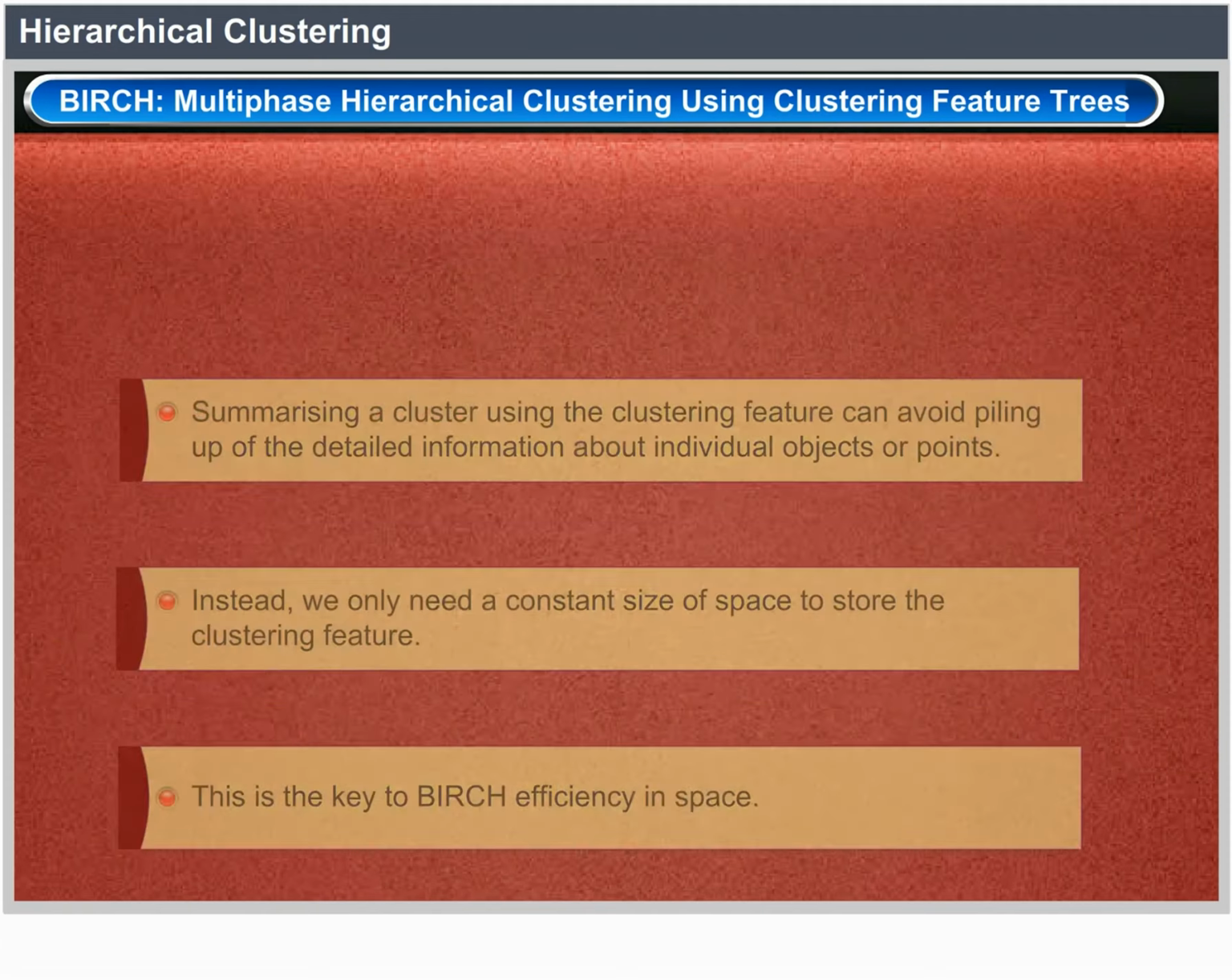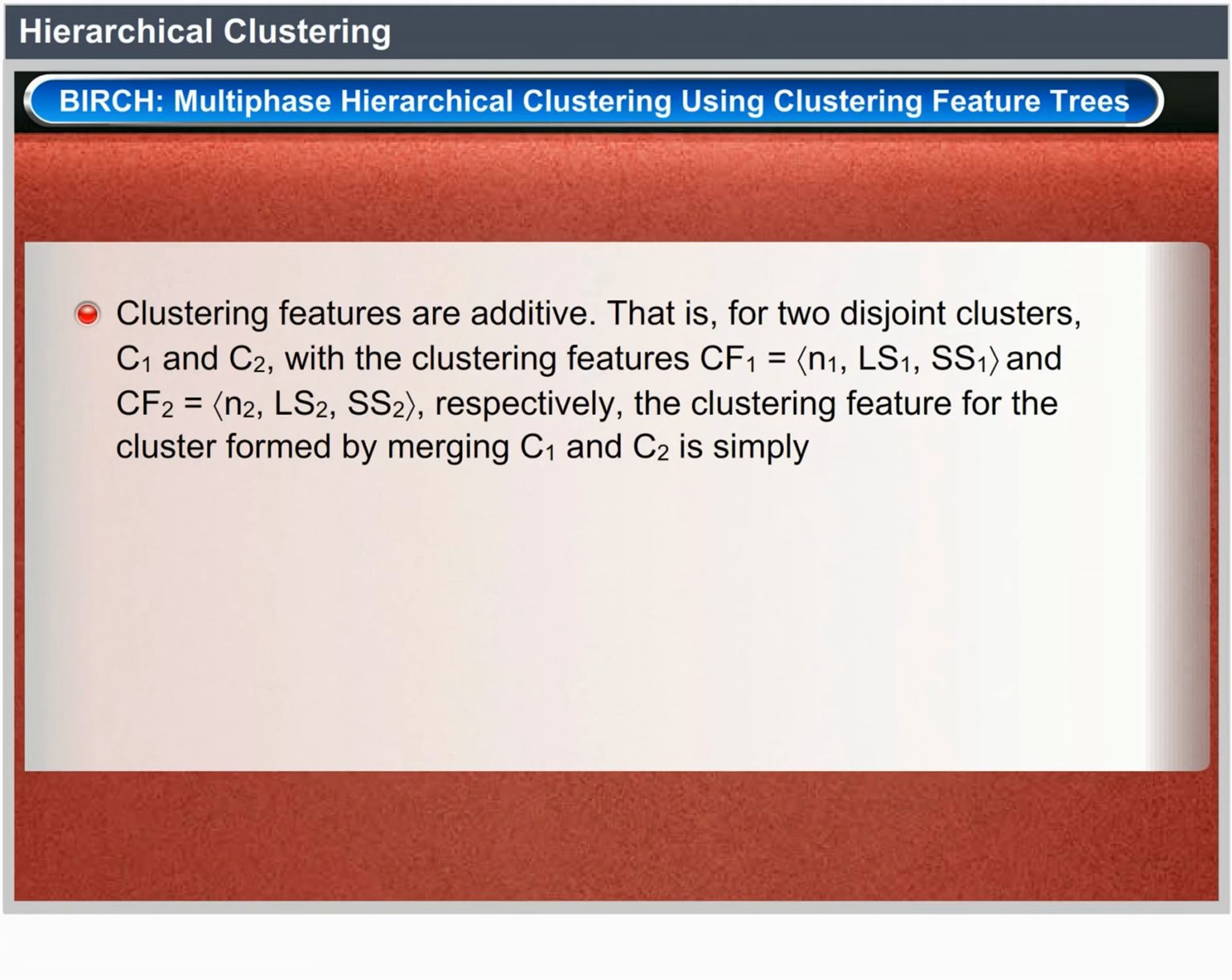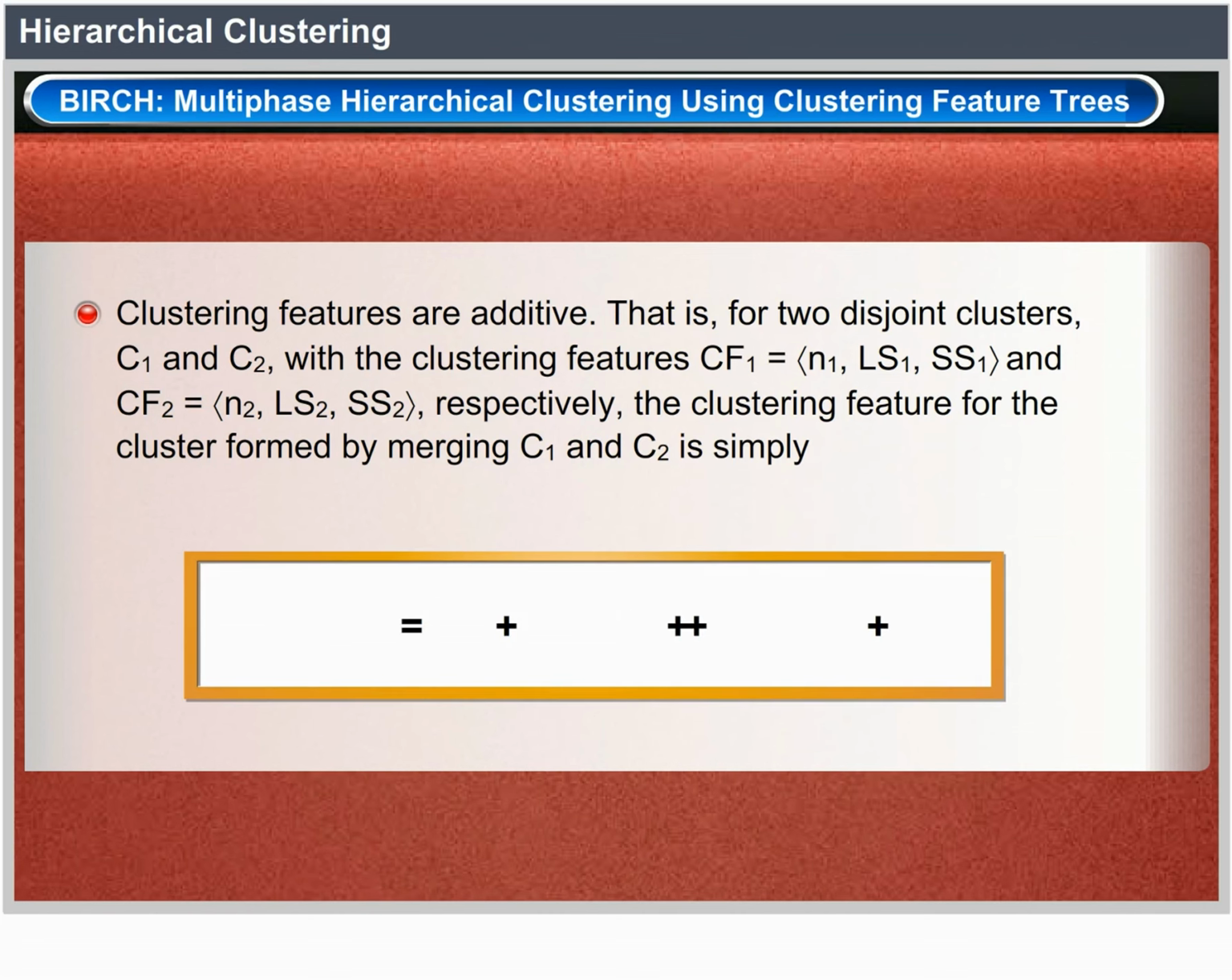Clustering features are additive, that is, for two disjoint clusters C1 and C2 with the clustering features CF1 = <N1, LS1, SS1> and CF2 = <N2, LS2, SS2> respectively, the clustering feature for the cluster formed by merging C1 and C2 is simply CF1 + CF2 = <N1 + N2, LS1 + LS2, SS1 + SS2>.